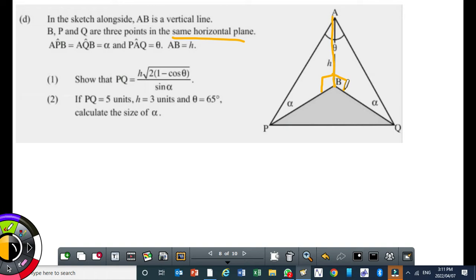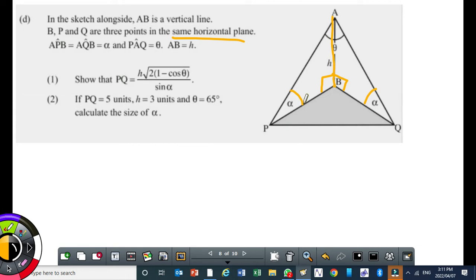Right? So APB is equal to AQB. That's given there. They are both equal to alpha, so they are indicated there. And then PAQ is equal to theta. That whole angle is equal to theta. And then lastly, AB is equal to H. So that's AB there is equal to H.